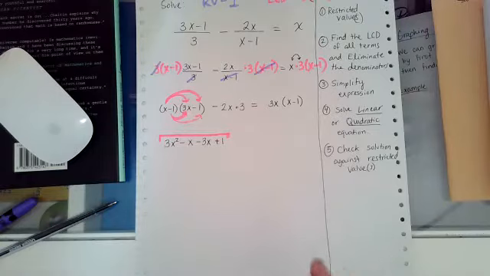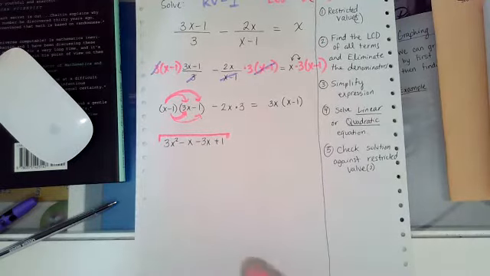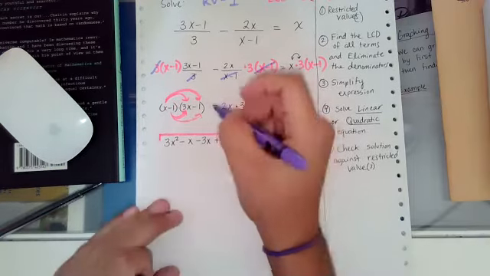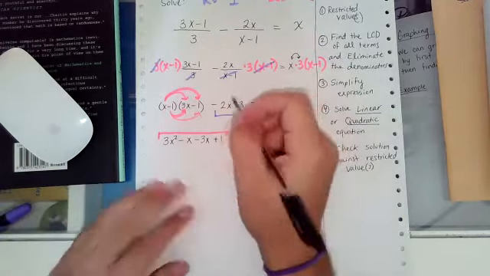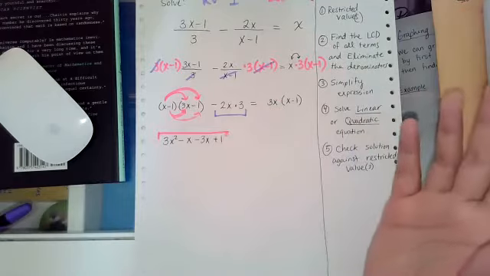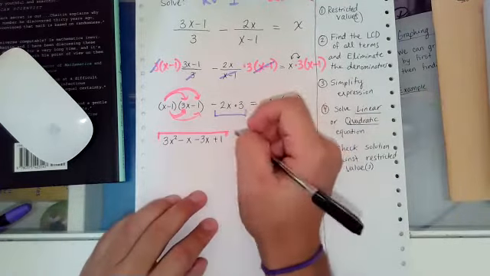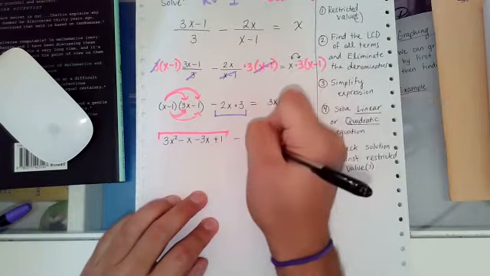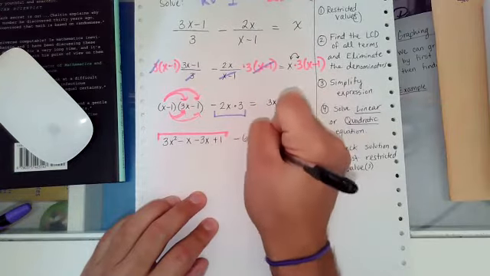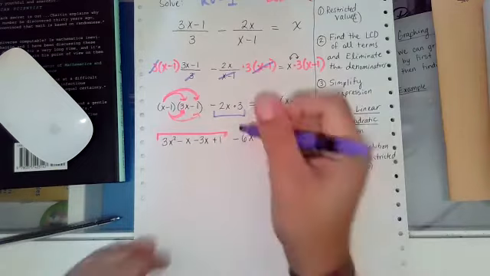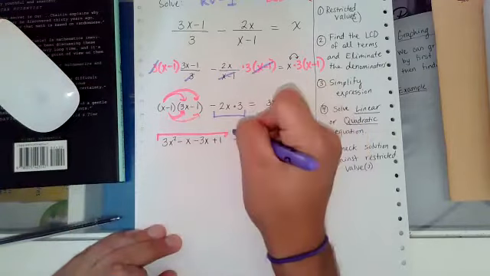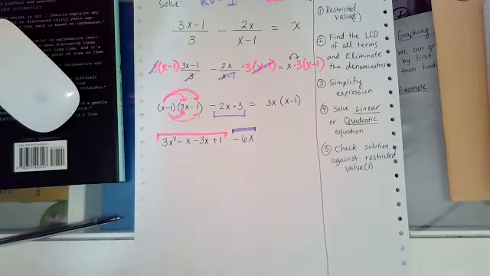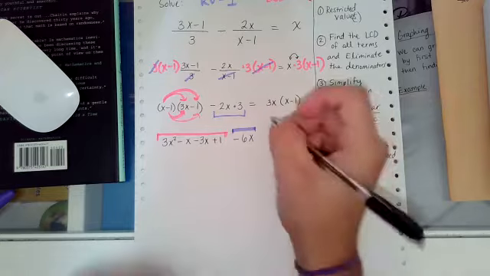Was everybody able to FOIL that out and get the same set of terms? Okay. Then we're going to go ahead and multiply these 2 terms out. And we should get, we're multiplying, okay, just because I made that mistake last time. Negative 2 times 3 should be negative 6x. Okay. Is that correct, Brooks, or have I made a mistake again? Perfect. Yeah, good.